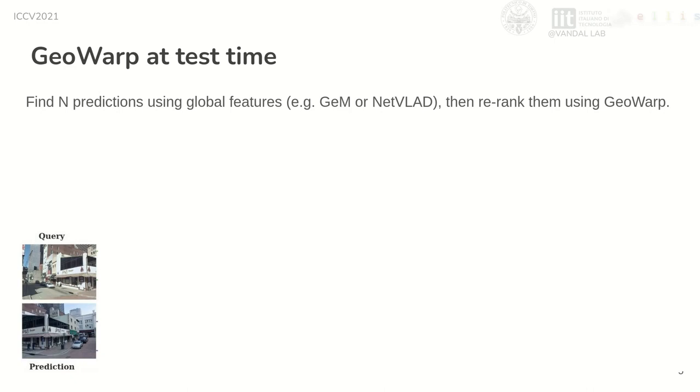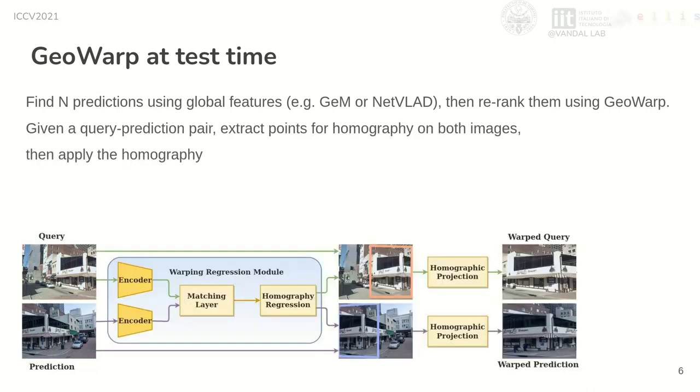At test time, the goal is to first find a number of predictions using a CNN with global features, for example, extracted with a GeM pooling or a NetVLAD layer. Then we aim to re-rank such predictions. In order to do this, given any query prediction pair, we pass them through a warping regression module, which estimates 4 points in each image. These points are used to apply a homographic projection whose aim is to maximize the similarity between the two warped images, as you can see here on the bottom right.